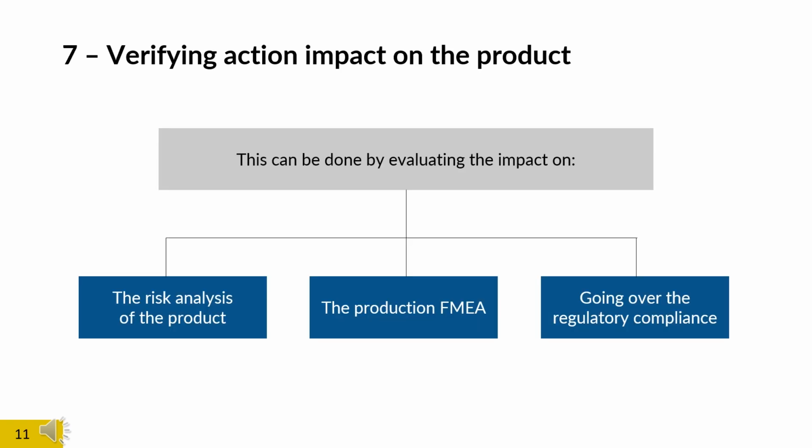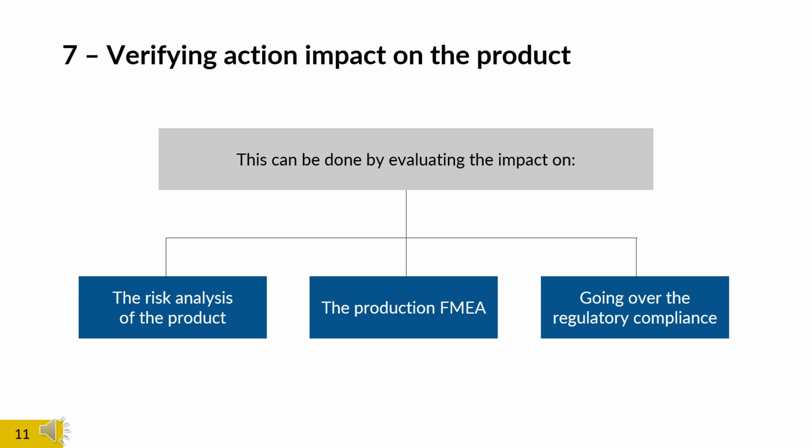Point number 7, verifying what impact the CAPA actions had on the product. As we saw before, one of the requirements that the process of CAPA needs to document is the verification that the action taken does not negatively impact the safety, performance, and the compliance of the product. So how can you do this? It is important. You don't have to define this in the procedure, but you should define that in the template that you're going to fill out for the CAPA.